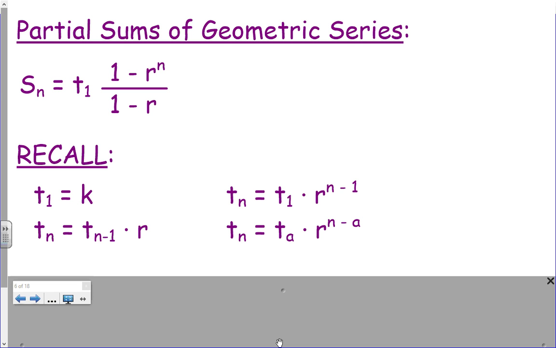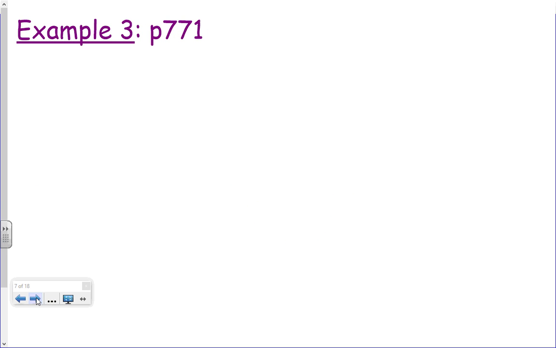Over on the right we have the explicit formula: T sub 1 times r to the n minus 1. Or you can do it in terms of any starting point, t sub a times r raised to the n minus a. Look at example 3.